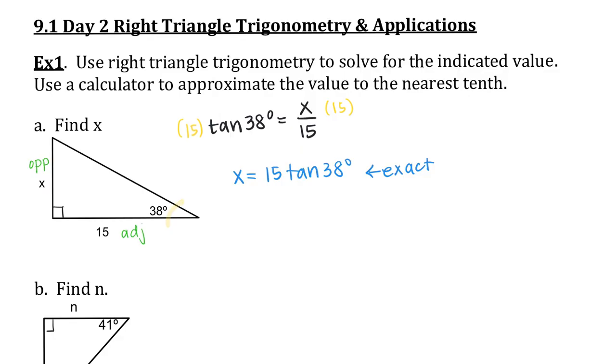But since it tells me to use a calculator to approximate to the nearest tenth, I'm going to do an approximate answer. So in my calculator, I'm going to do 15 tangent 38. If you're on your phone, you're going to have to do 38 tangent times 15. And then my answer is about 11 point, it says tenth, so that's one decimal, so about 11.7. Okay, and your answer should look realistic. This side does look shorter than this side, so 11.7 seems realistic.